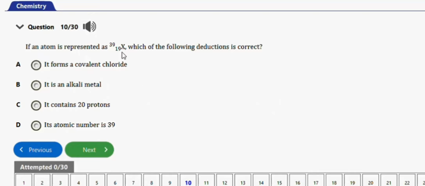So this is potassium. Potassium is in group 1, and group 1 elements are alkali metals, whereas group 2 elements are alkaline earth metals. So the right option here is option B. Potassium is an alkali metal. Okay, next question will be this one.